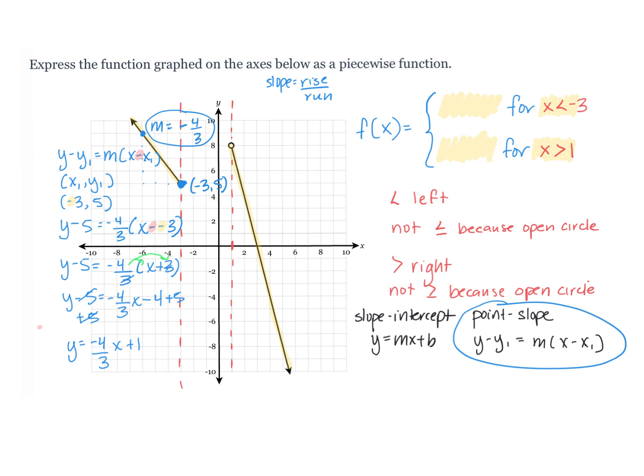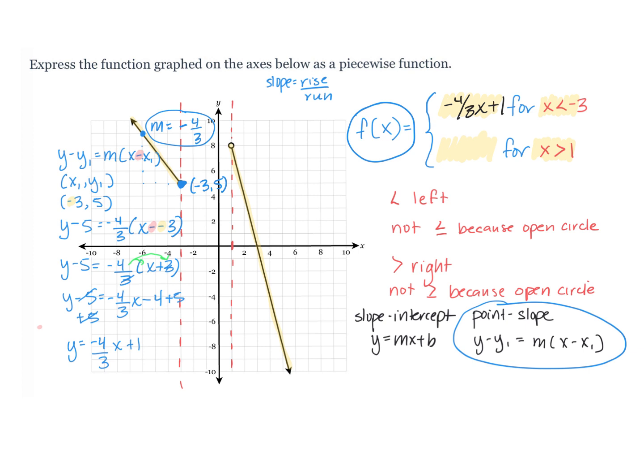Now I don't need the y equals part in my subfunction when I write it in my piecewise, because f of x means the same thing as y equals. So when I write this subfunction in, all I need to write is the -4/3 x plus 1.